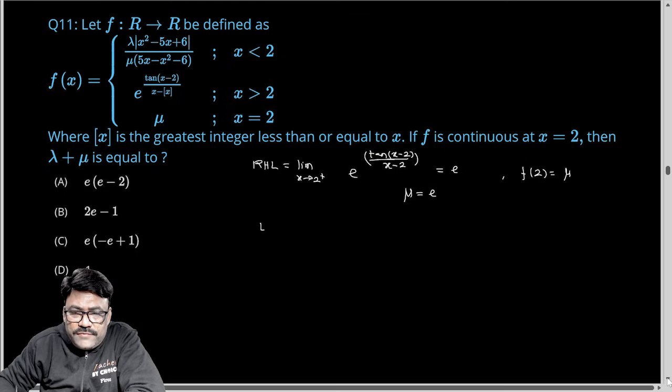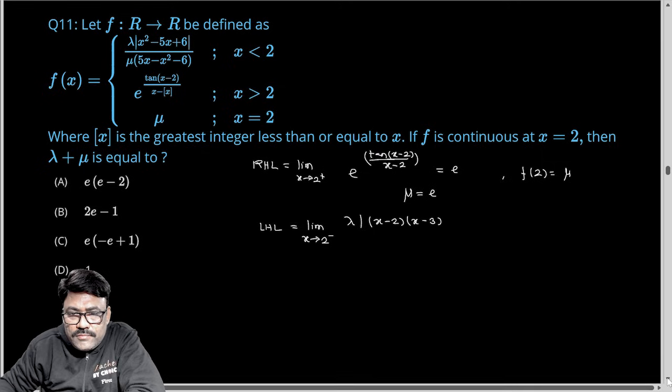Now if I check the left hand limit, on the left side of 2, x is approaching 2 minus, you have lambda times mod of x minus 2, x minus 3, and the denominator is negative mu times negative of x minus 2, x minus 3.